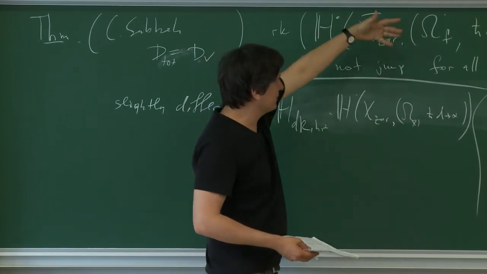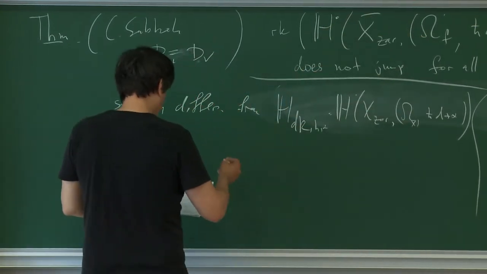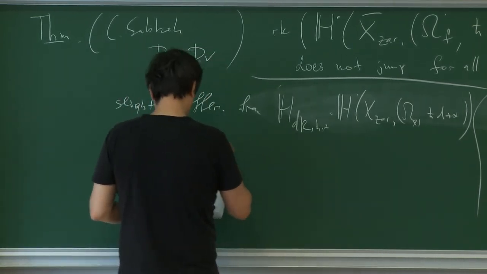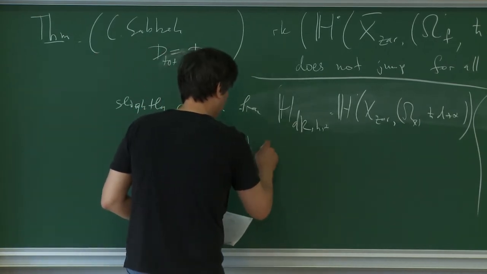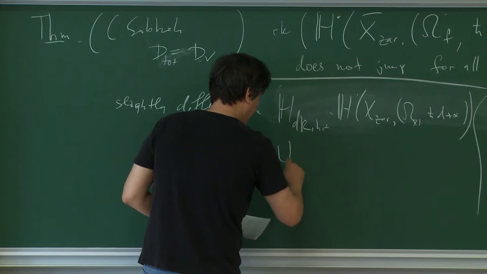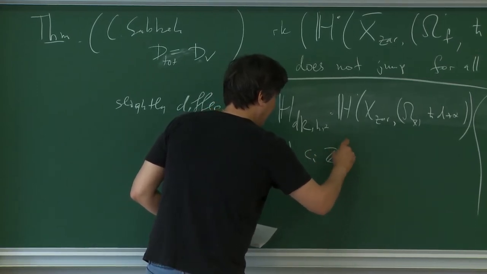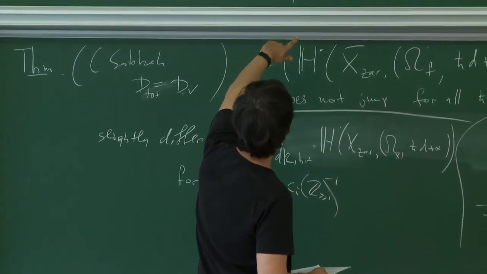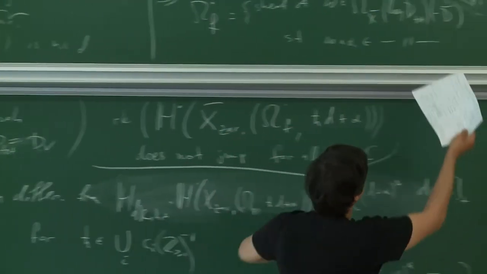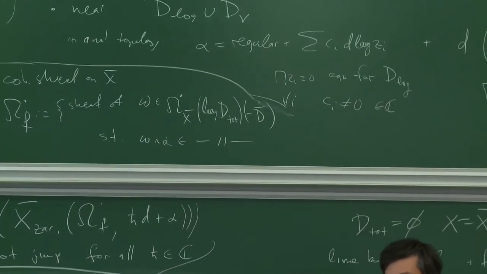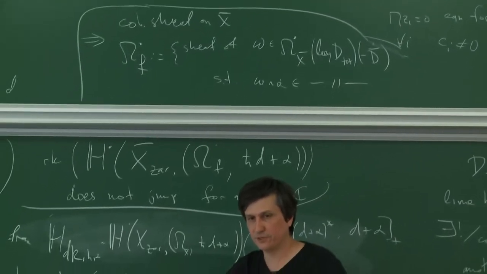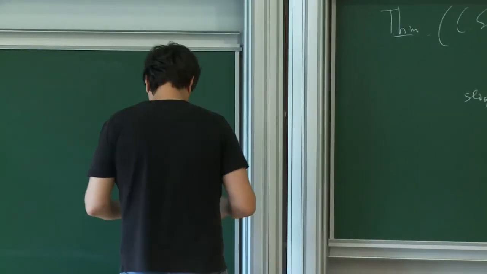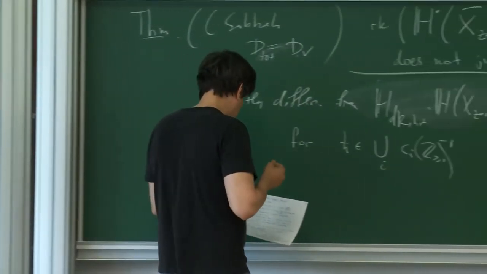You compare with the closed part, take the direct image, and you see that something will go wrong, but only for special values of h bar, which are the union of the C_i. The C_i are these non-zero numbers, and I consider C_i divided by positive integers. For such values of Planck constant, you don't get an isomorphism. You get some small problem.